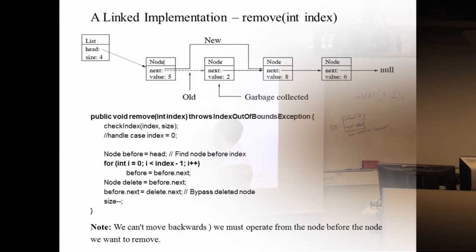Similarly, if we want to remove this node, it means we need to find the node before it, and we have to bypass this one. We can do this bypass by finding the before node and setting before.next equal to delete.next, because delete.next was pointing to the element after it. From here, we just make before.next not point to the deleted element but to the next element that was pointed to by the delete node.